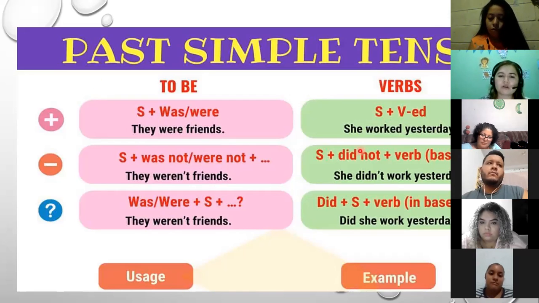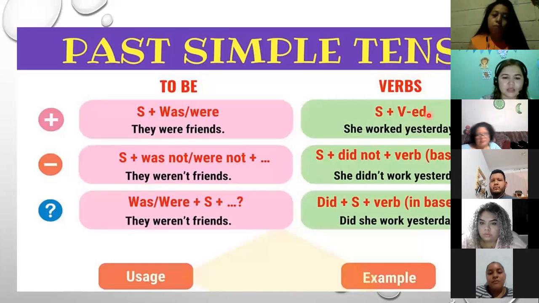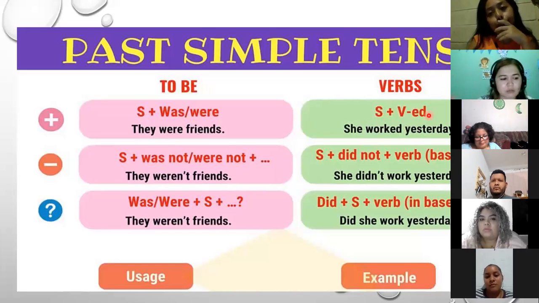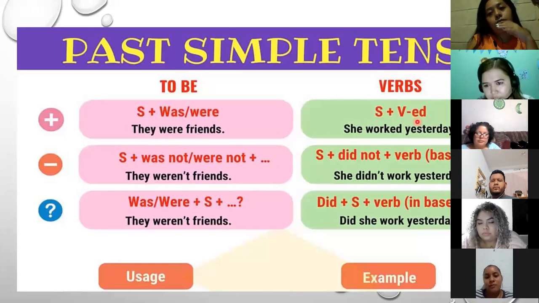So if we want to talk in simple past, this will be the structure, okay? We need a subject. We need the verb and we need the ed. That means that we need the verb in past. Lo que les acabo de mencionar. Si yo estoy hablando en pasado, tengo que mencionar y escribir y decir el verbo en pasado, right? So that's why it says right here that you need the ed. That means the simple past of the verb.